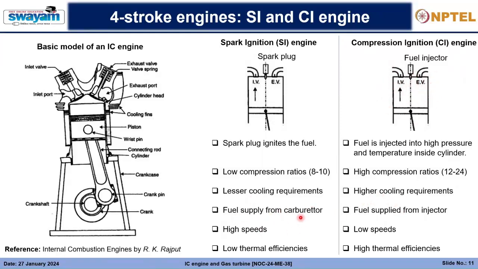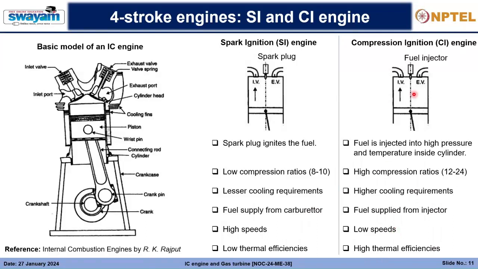Then again, fuel is supplied from the carburetor here and from the injector out here. This is used generally for high speeds, and this is used for low speeds. For high speeds, you will see that the system is quite lightweight in spark ignition because the temperature and pressure inside are quite low in comparison to this. Because of high pressure and temperature, this system needs to be quite bulky to withstand it, otherwise it will break, right? So this system is made quite bulky, and it becomes heavier, and accordingly the thermal efficiencies vary.